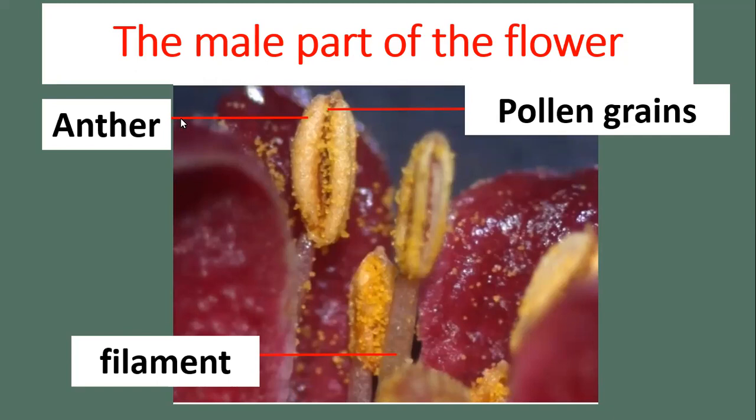Okay. Again, now in this slide, we are talking about the main part of the flower. The main part of the flower is made of the anther, which is this part, the yellow part, and this, which is the filament.